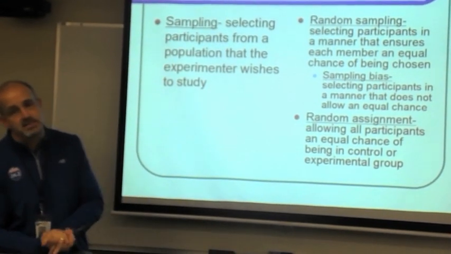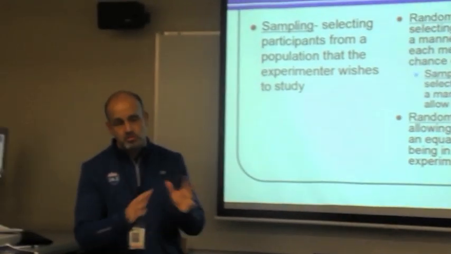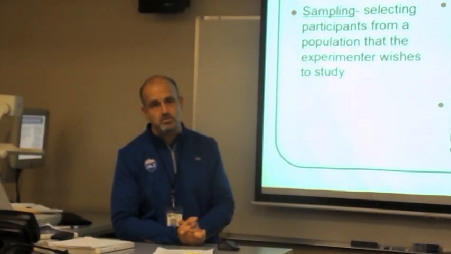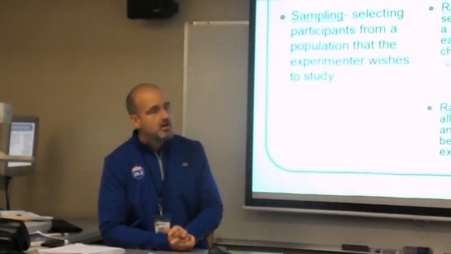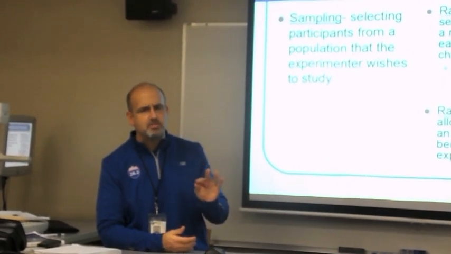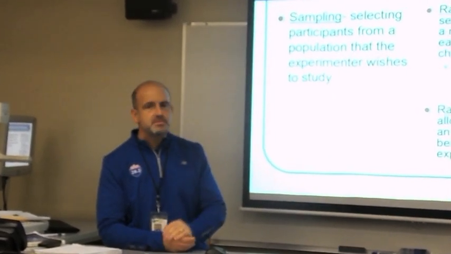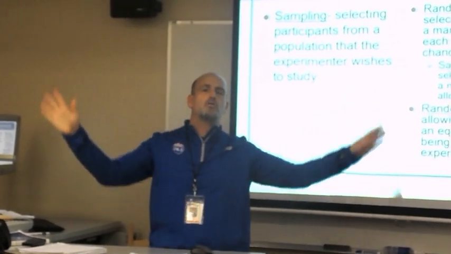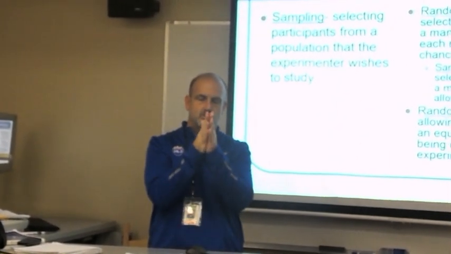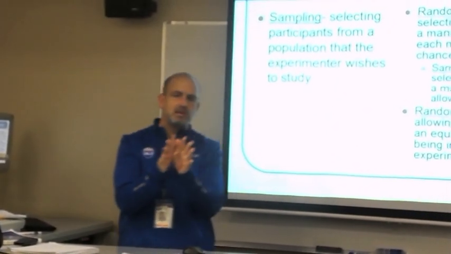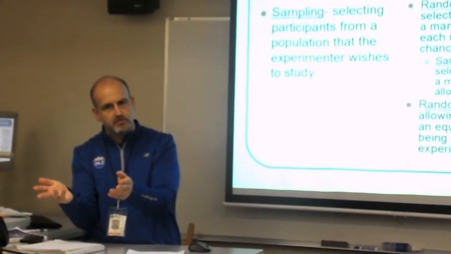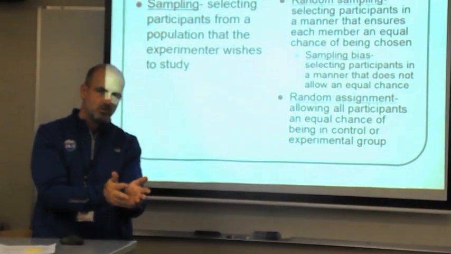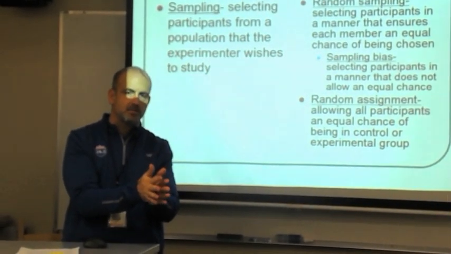Let's face facts. If you're testing on memory and attention, and you simply look at kids' grade points, well, if you pick the higher kids, you're going to have a better outcome. Now, random assignment, people get this confused. Random sampling is picking kids for the overall experiment. Random assignment is picking people to either be in the control group, which again, that's the group that doesn't get the independent variable, or to be in the experimental group, which is the group that does get the independent variable.